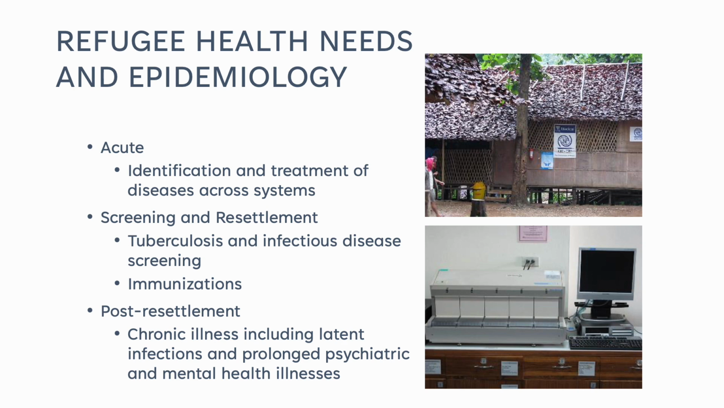Of course, during the refugee process, fleeing the country, exposure to disaster leads to many possible acute illnesses from infectious disease, trauma, and psychological or mental health illness. During the screening and resettlement process, refugees could be screened specifically for tuberculosis and other infectious diseases, and treatment or initiation of care may be a requirement for them to be accepted into the USA. This process often includes adult and child immunizations.